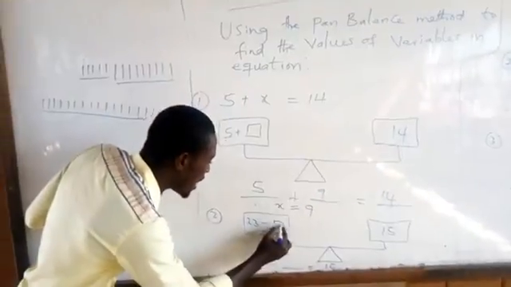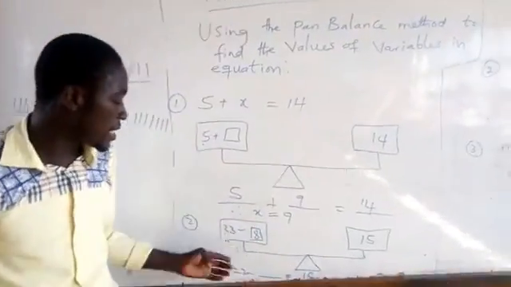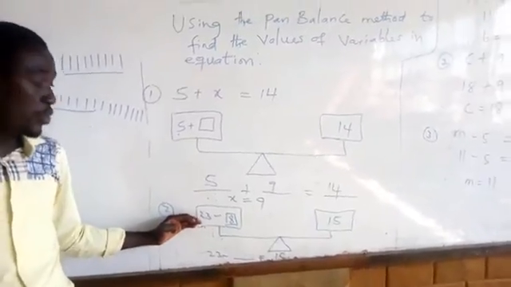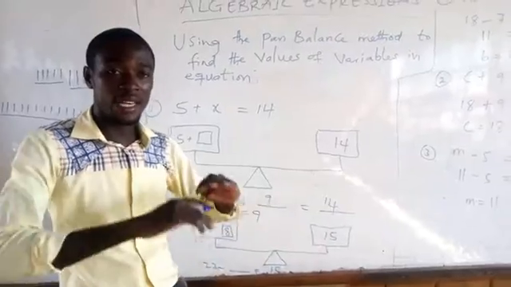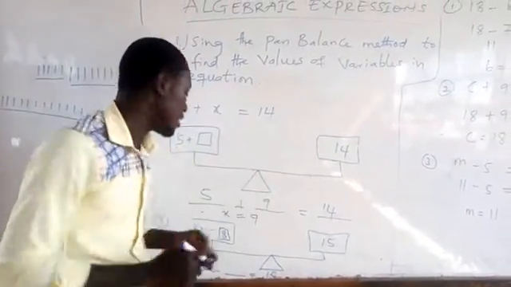Meaning when we take 8 from 23, we will get 15 apples at the left pan, which will equate with the 15 apples at the right pan. In the end, we get the two pans balanced.